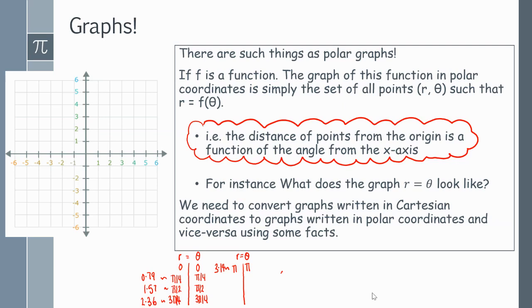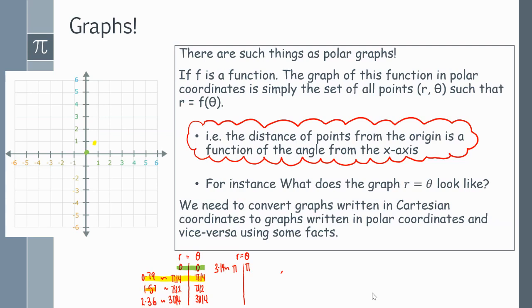So let's plot some points in. When theta is 0, or I'm along the positive x-axis, the distance of my graph from the origin is 0. That means my initial point in green is (0, 0). That's where my graph starts. If I'm at an angle of pi on 4, the distance the point is from the origin is 0.79. So it's approximately 0.79 units along that yellow line of angle pi on 4. That's my second point. I'm going to keep plotting points and see what we have.